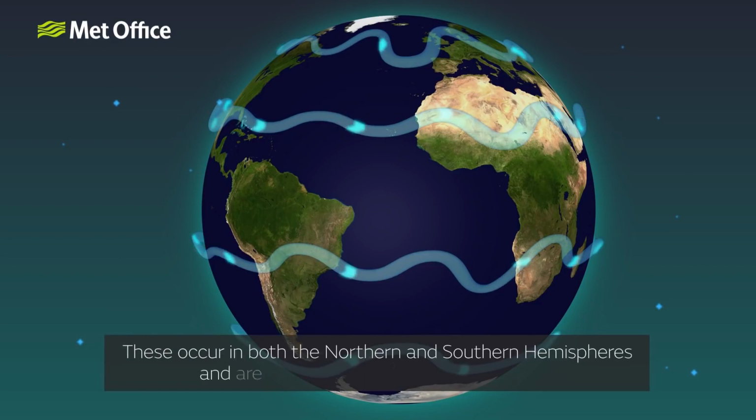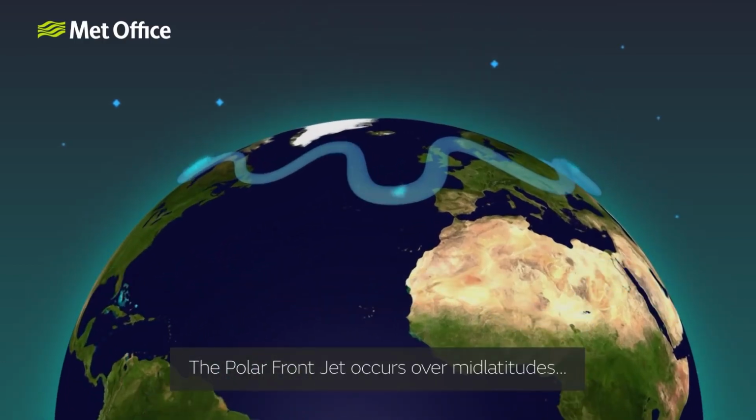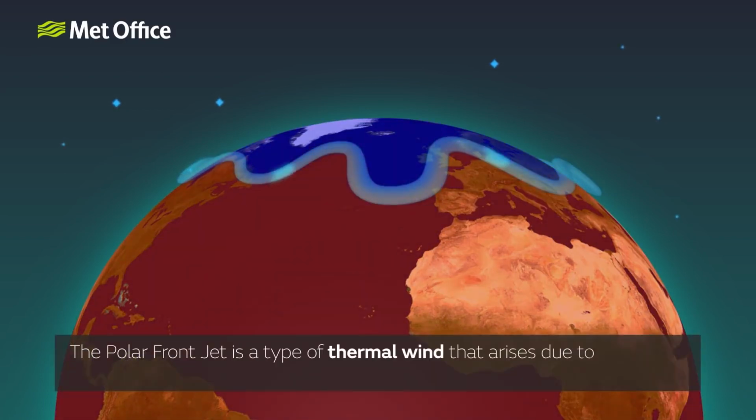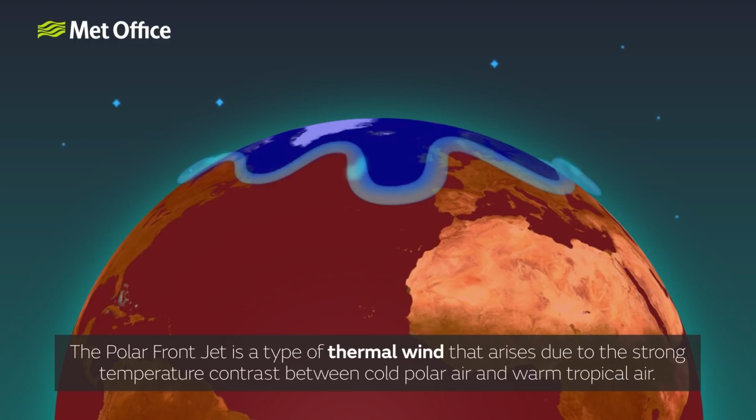These occur in both the northern and southern hemispheres and are part of the larger global circulation. The polar front jet occurs over mid-latitudes and strongly influences the weather over the UK and Europe. The polar front jet is a type of thermal wind that arises due to the strong temperature contrast between cold polar air and warm tropical air.